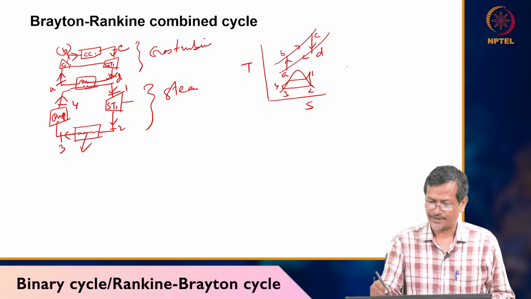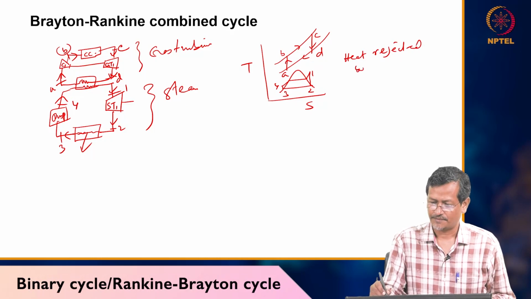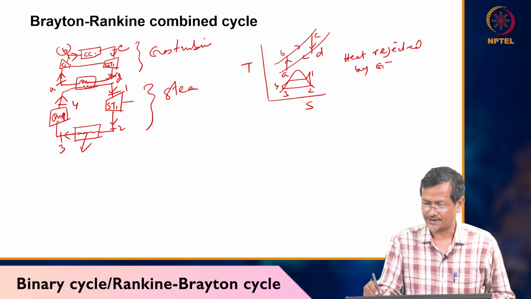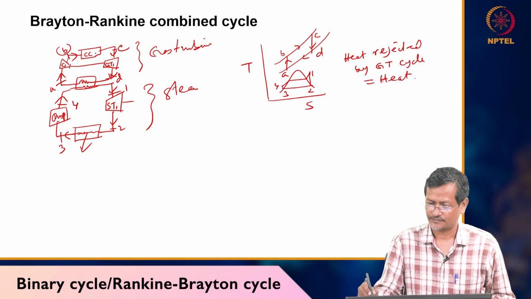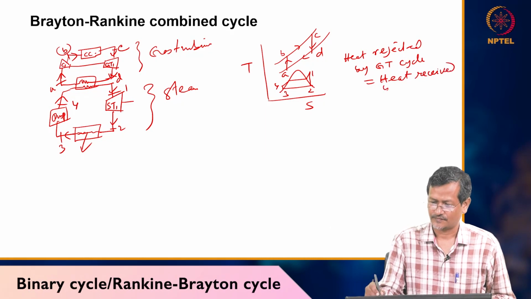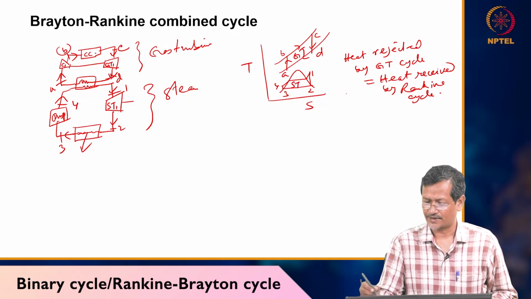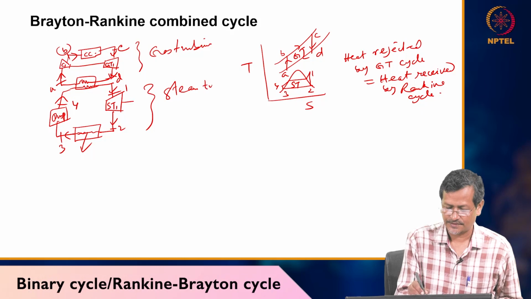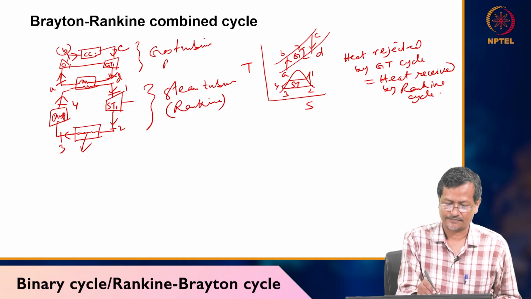Now what is happening? Heat rejected by the GT cycle, the Brayton cycle, equals heat received by the Rankine cycle. So this is GT, this is steam turbine or Rankine. You should not get confused: steam turbine or Rankine cycle, gas turbine or Brayton cycle.